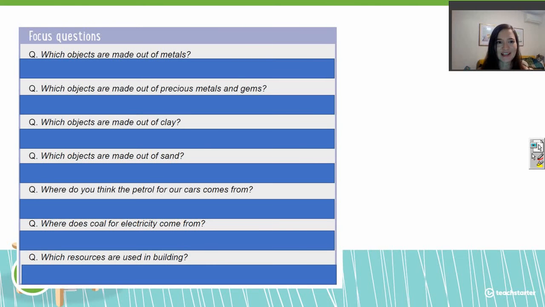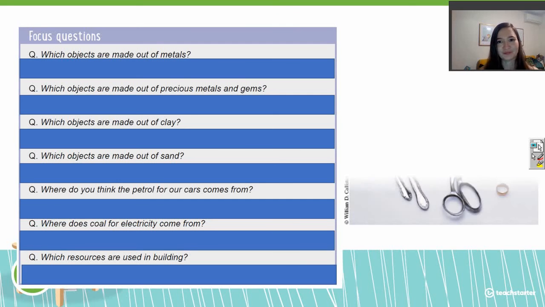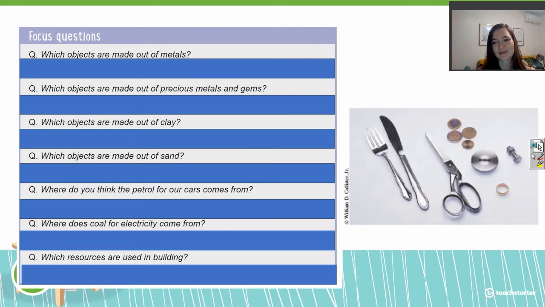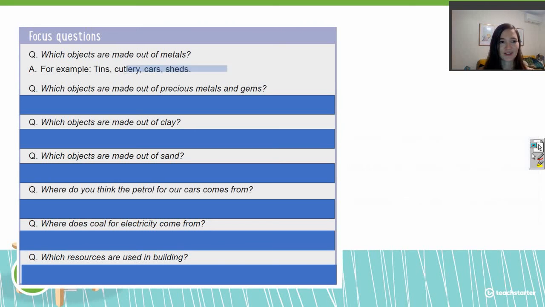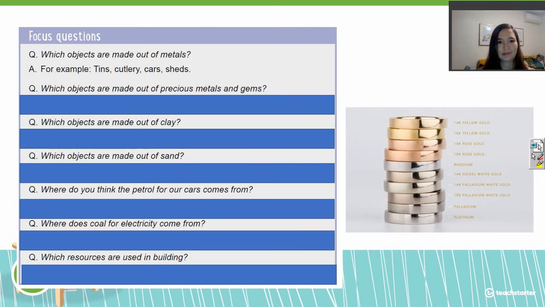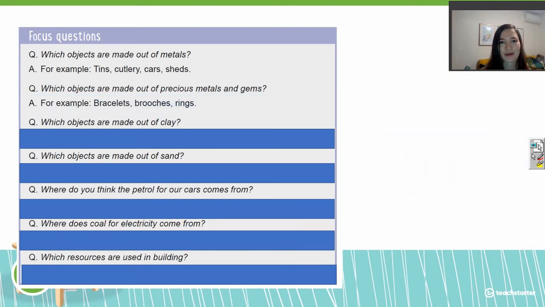Alright, so let's see if we can remember some objects which are made out of metals. What can you think of? A little clue. There we go, we've got some things there that are made out of metal. You might have said something different. So, tins, cutlery, cars, sheds, all made out of metals. Which objects are made out of precious metals and gems? I'll give you a little clue. So things like bracelets, brooches, rings, or jewellery.